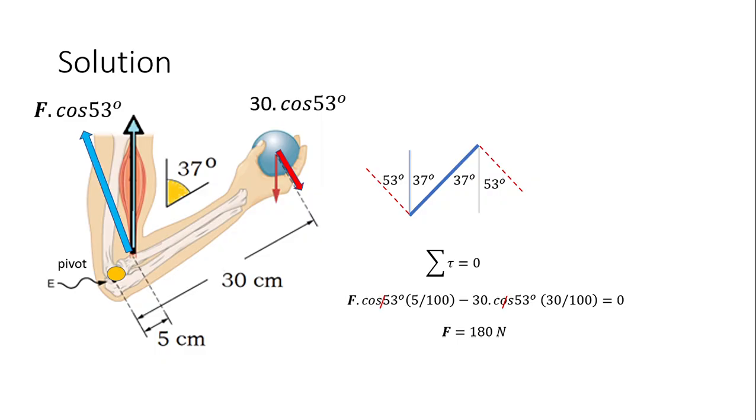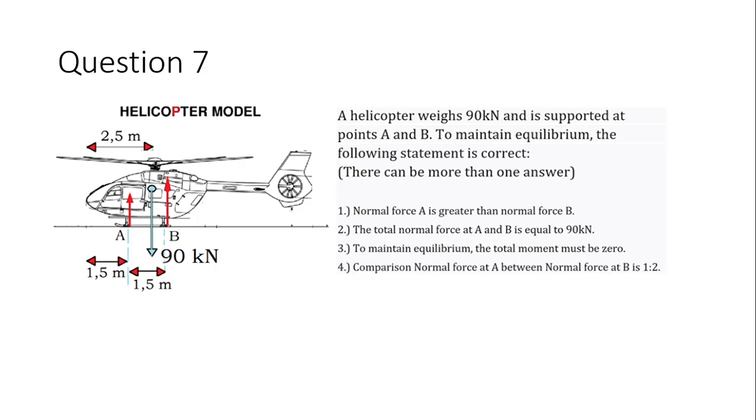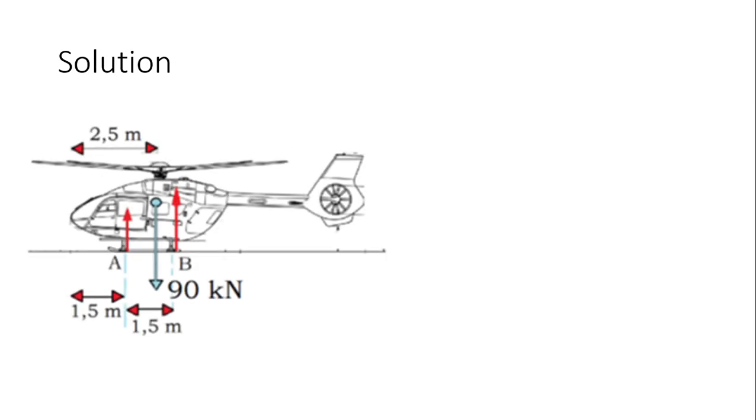Okay, we continue. This is question number 7. The helicopter weighing 90 kilonewtons is supported at points A and B. To maintain equilibrium, which of the following statements is correct? It's almost similar. The problem does not always start with the force diagram. Here the force diagram is already given, so it's easier. We don't have an x component, we have the vertical component, and N_A plus N_B minus 90,000 newtons. So N_A plus N_B has to equal 90,000 newtons.